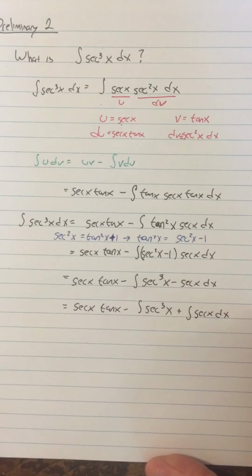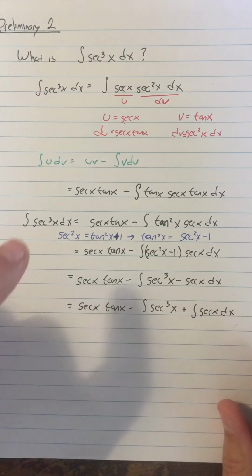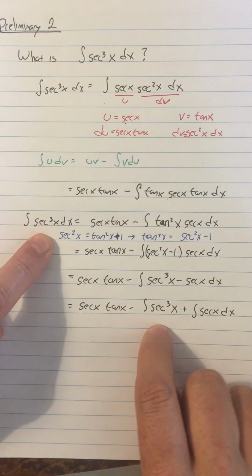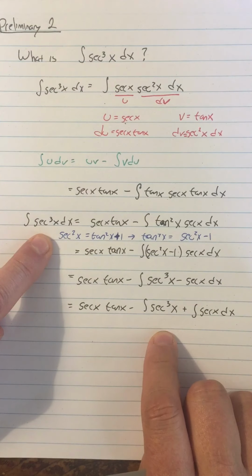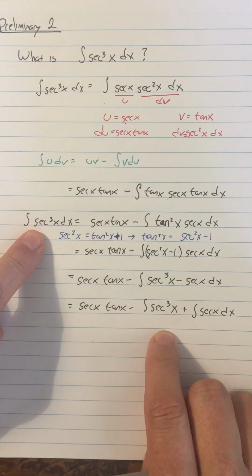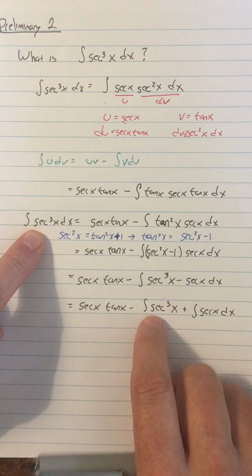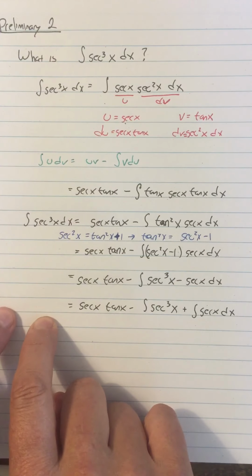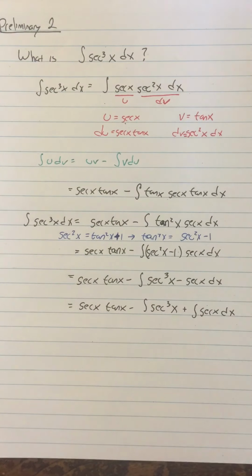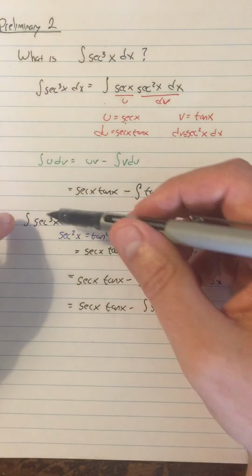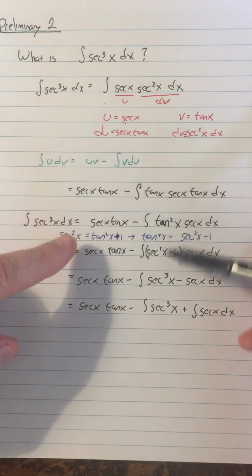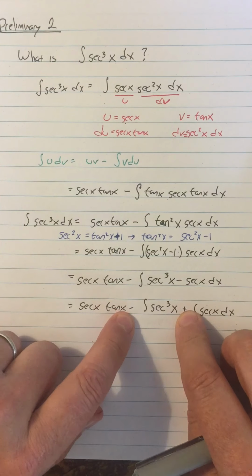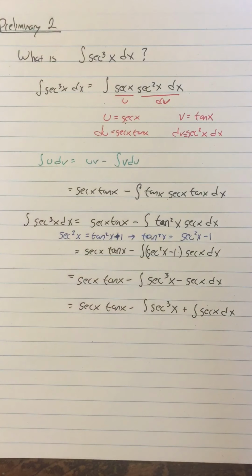Now, here's where it looks like I'm going in circles and chasing my own tail. I started with secant cubed x. I did some simplifications. I still have secant cubed x in my answer. However, this one's a positive secant cubed x, this one's a negative secant cubed x. That means I could take this secant cubed x and add it over to the other side and just pick up a factor of 2 over here and then divide it out. And that's a good standard mathematical trick. I start with a certain thing that I don't know, I manipulate around, I get something that has my unknowns still in it, and I throw those unknowns together and then solve from there.